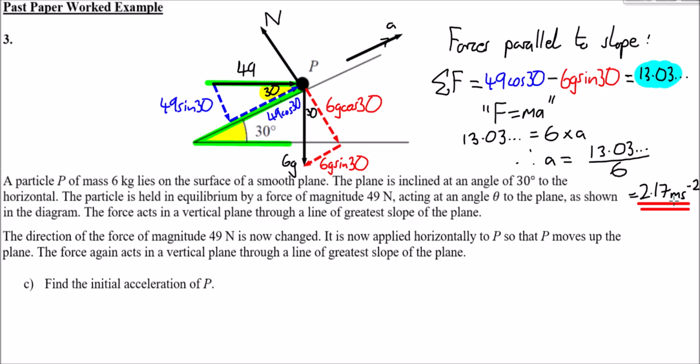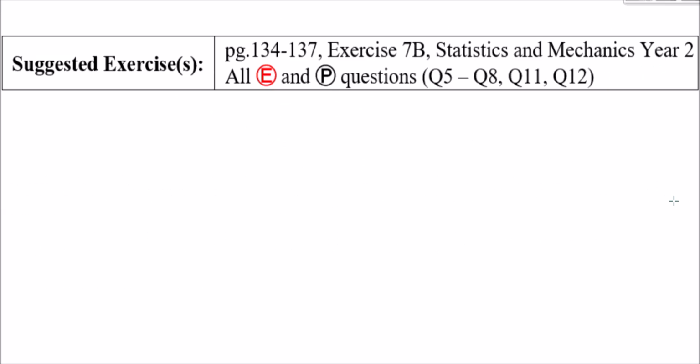And that's all for now. So now what I want you to do is to try some of these yourselves to give yourself practice and confidence with them. So if you want to turn to your Year 2 Stats and Mechanics books and head over to page 134 to 137. It's exercise 7B, and try all of the examination type questions labelled with a capital red E, and the problem solving ones too. Edexcel have done a brilliant job making these questions, so please do use them. So that's questions 5, 6, 7 and 8, then question 11 and question 12. So try all of those, assess your working regularly with the answers at the back of the book.